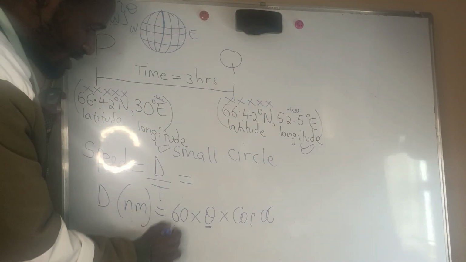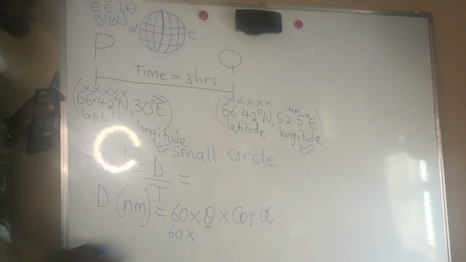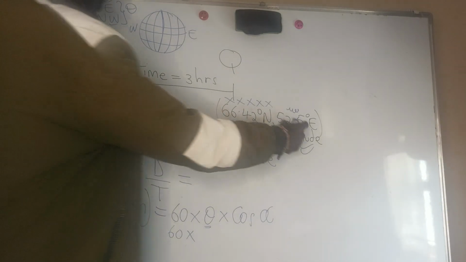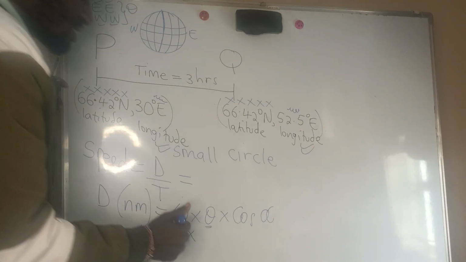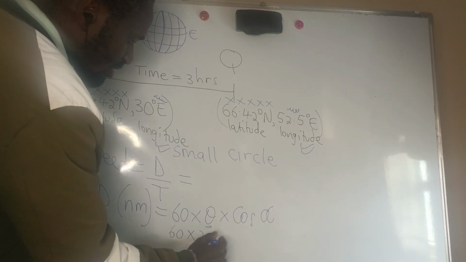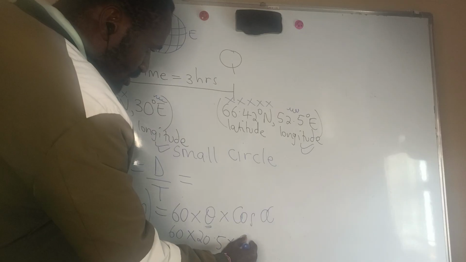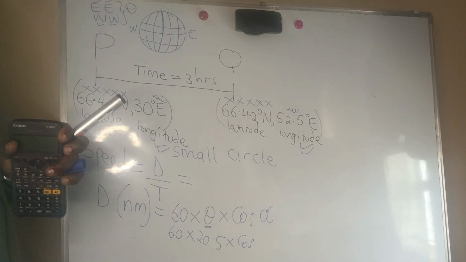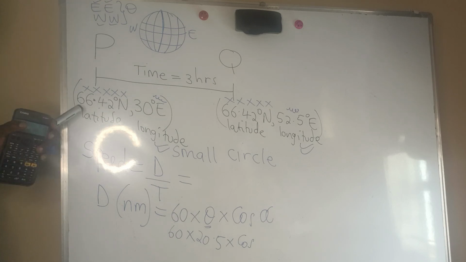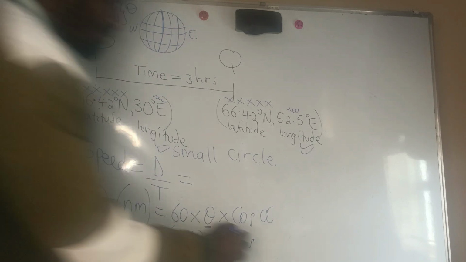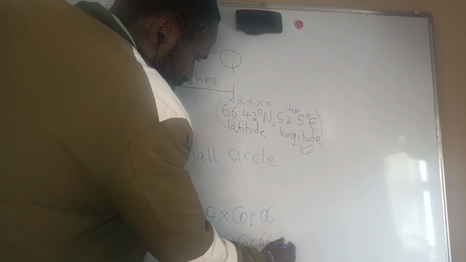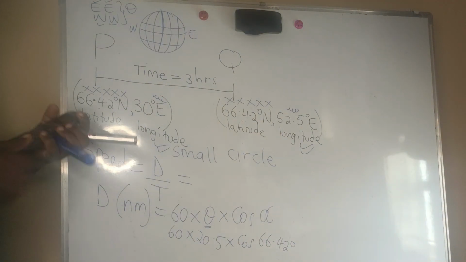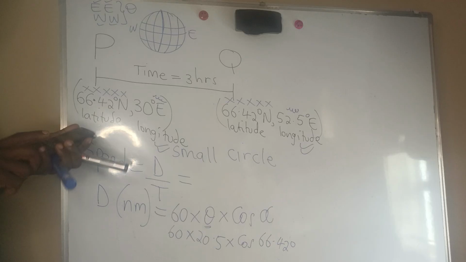So you'll say 60 times our theta. I've told you they are found in the same hemisphere, so just get the difference. That gives us 20.5 multiplied by cos alpha. Alpha is the latitude on which those 2 points lie. They lie on the same latitude, which is 66.42, so cos 66.42 degrees. Let's place this in the calculator and get the answer in terms of the distance between those 2 points in nautical miles.